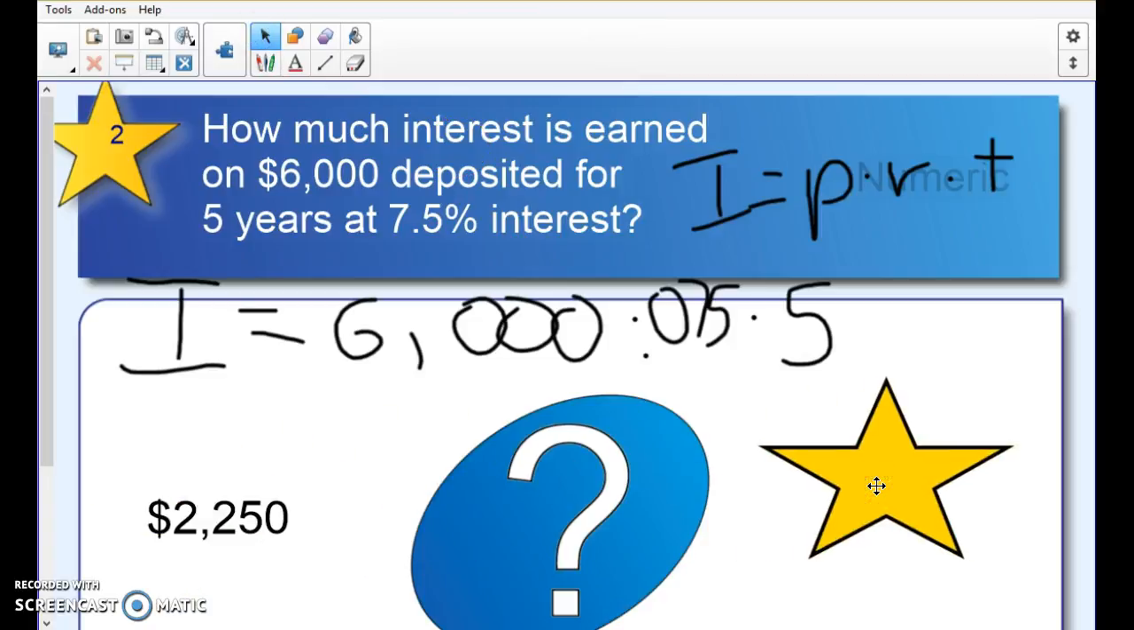That means if I had $6,000 and I went to the bank and they said, okay, if you give us your $6,000, we'll give you 7.5% interest on it. Well, after 5 years, I would have earned another $2,250. That means I would really have $8,250, even though I only gave them $6,000.